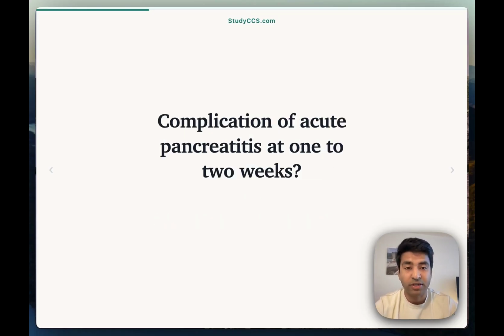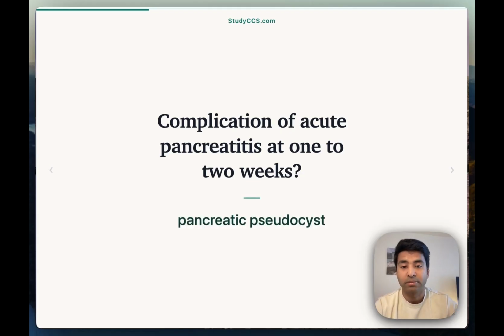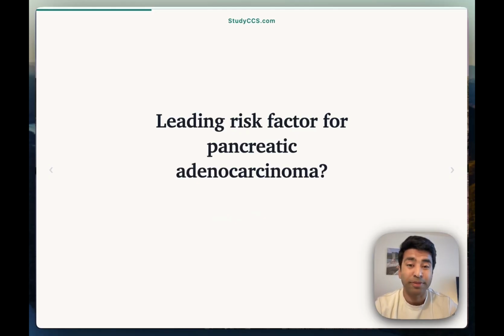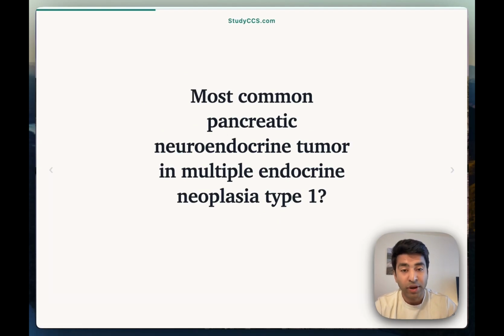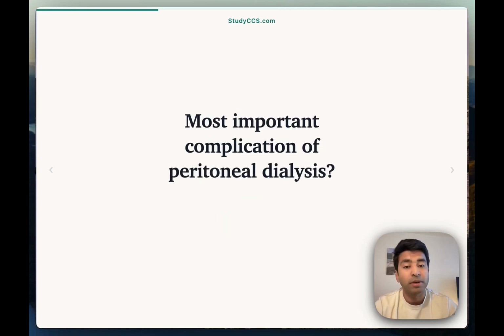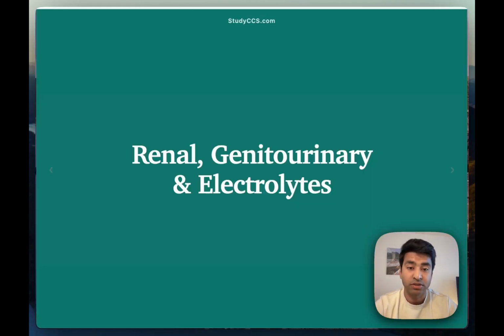Complication of acute pancreatitis at 1 to 2 weeks: pancreatic pseudocyst. Leading risk factor for chronic pancreatitis in a child: cystic fibrosis. Leading risk factor for pancreatic adenocarcinoma: smoking. Most common pancreatic neuroendocrine tumor in men, type 1: gastrinoma. Most common complication of cholelithiasis: biliary colic. Most important complication of peritoneal dialysis: peritonitis.